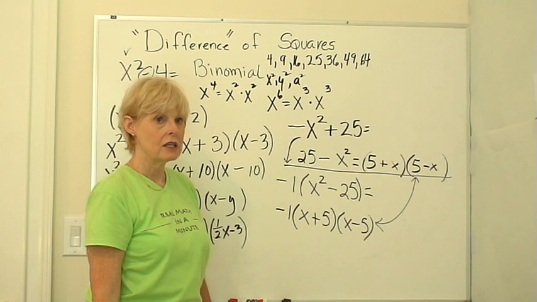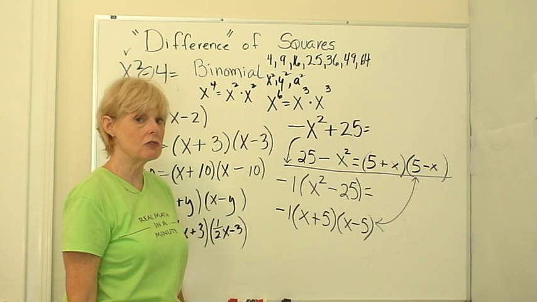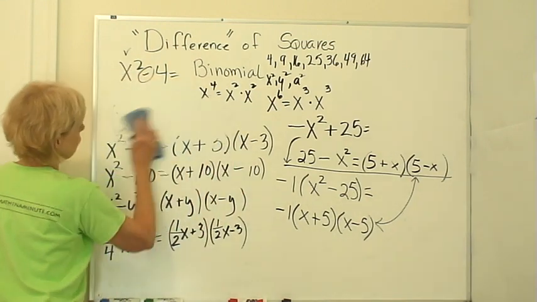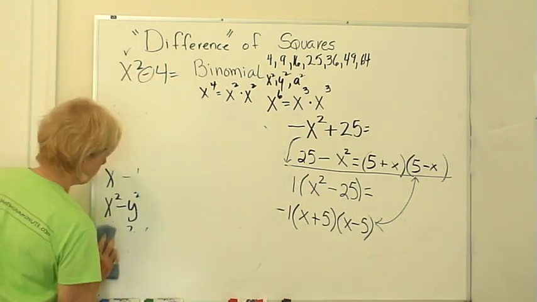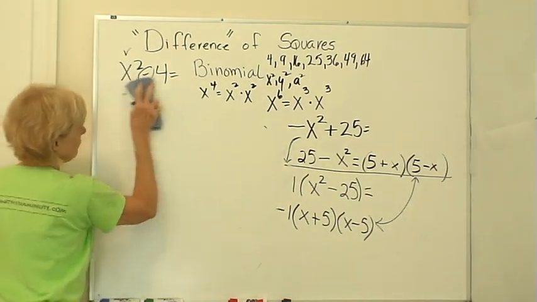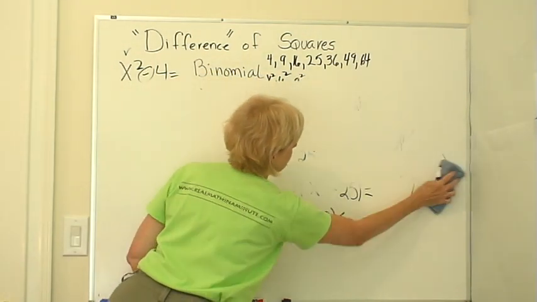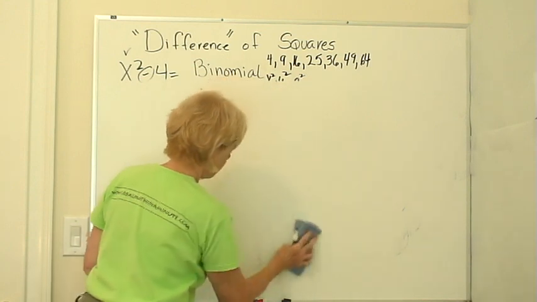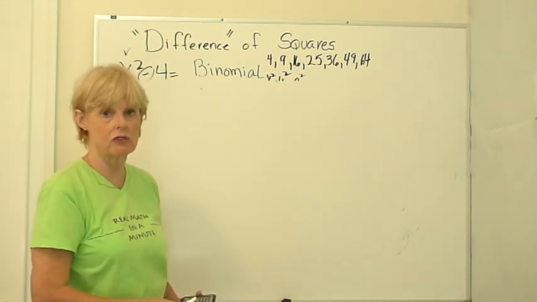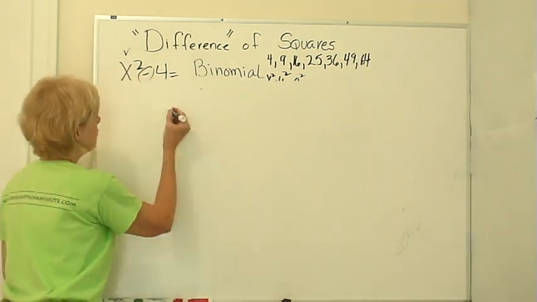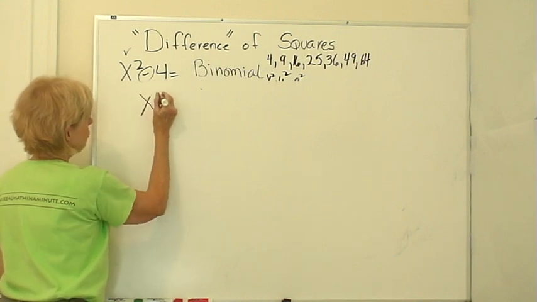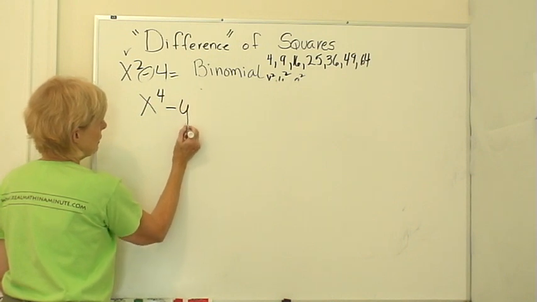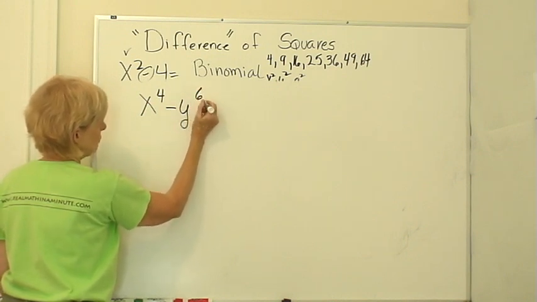Okay? And so really, as far as a square minus a square, there is one more thing that I want to go over with you. So sit tight just a moment. And let's take a look at some where the exponent is greater than 2. So it's not maybe quite as obvious that it's a square. For instance, maybe you have x to the 4th minus y to the 6th.